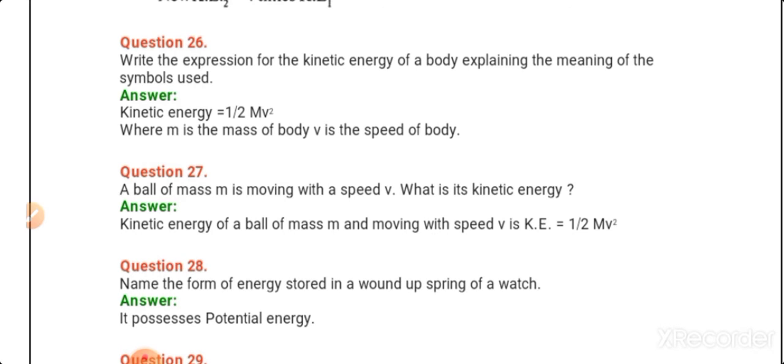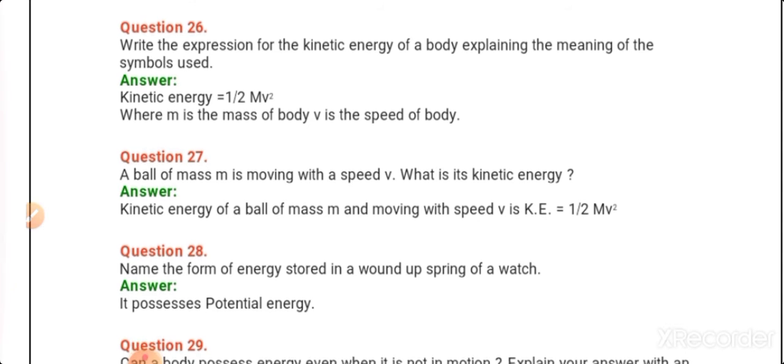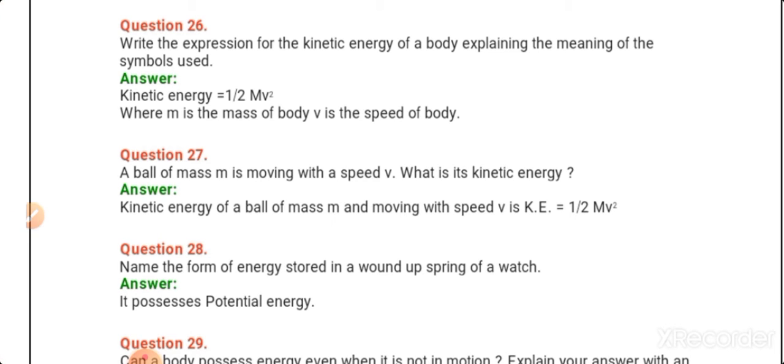Write the expression for kinetic energy of a body, explaining the meaning of symbols used. So the kinetic energy equation is going to be half mv square, where m is the mass and v is the speed or velocity of the body. Now question number 27. A ball of mass m is moving with a speed v. What is the kinetic energy? See, in question number 27, mass and v, the symbols are given. Again you have to repeat the equation for kinetic energy, that is kinetic energy KE is equal to half mv square.